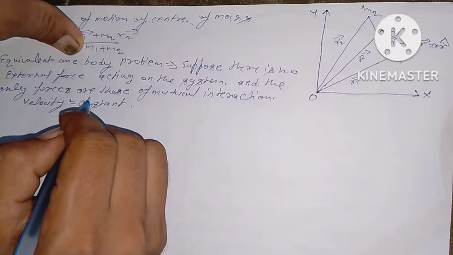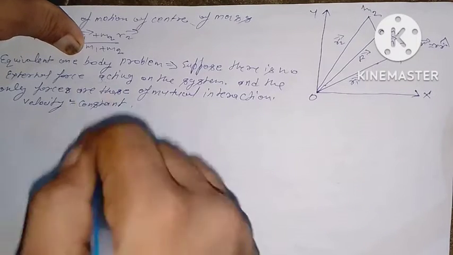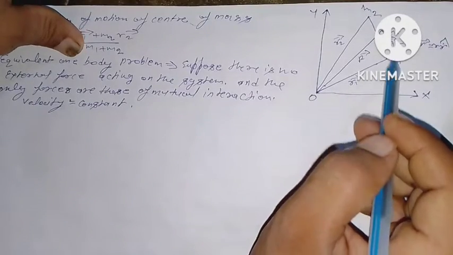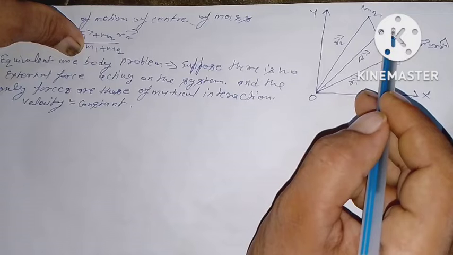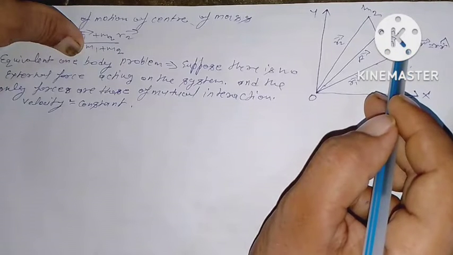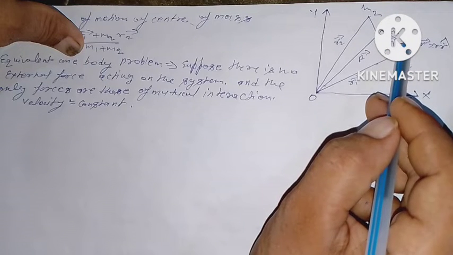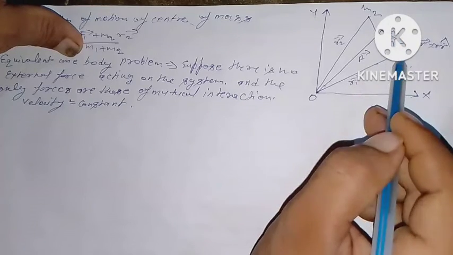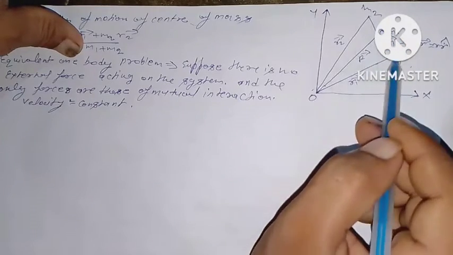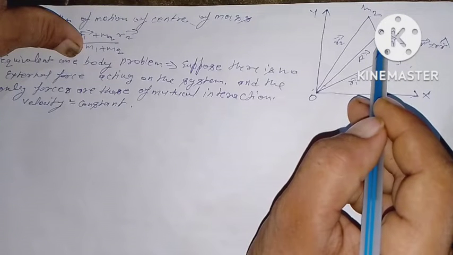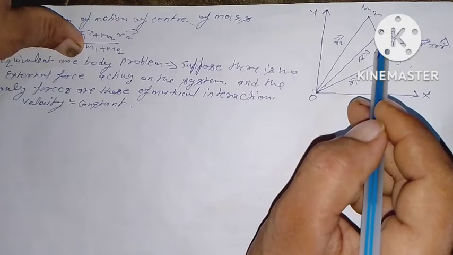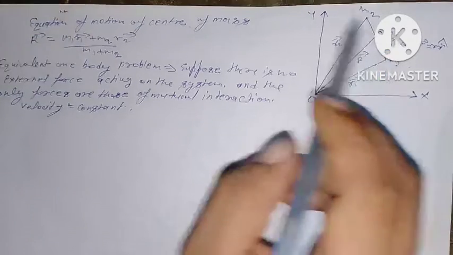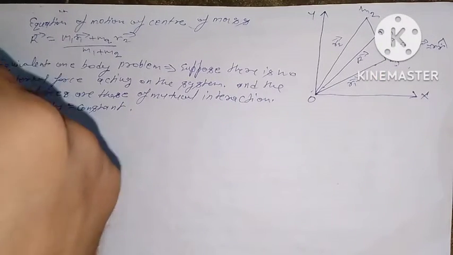As the center of mass must be on the line joining M1 and M2, the force on M1 due to M2 as well as the force on M2 due to M1 are both directed towards the center of mass. Hence these forces are central forces.